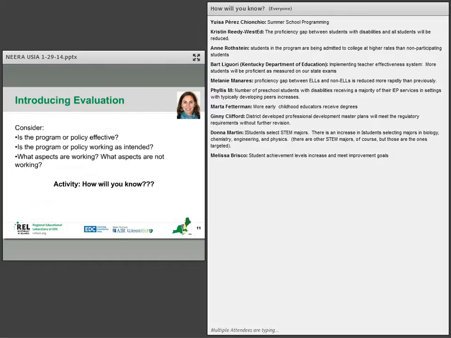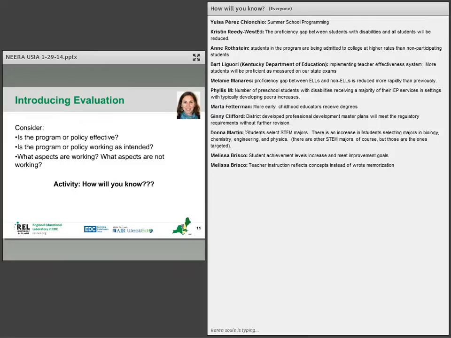And finally, let's close with students selecting STEM majors, having an increase in students selecting majors in the STEM areas. So that must be a program focusing on building interest in STEM and building capacity in STEM for post-secondary students, I think. So that's great. You guys are getting your juices flowing, thinking about the types of evidence that you would need to demonstrate the effectiveness of a program or policy.